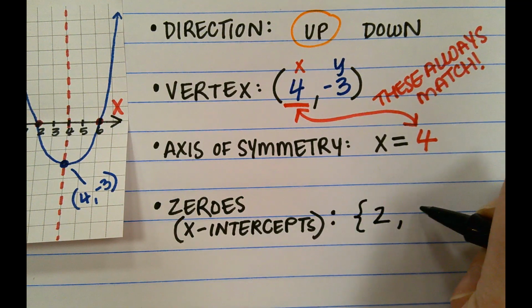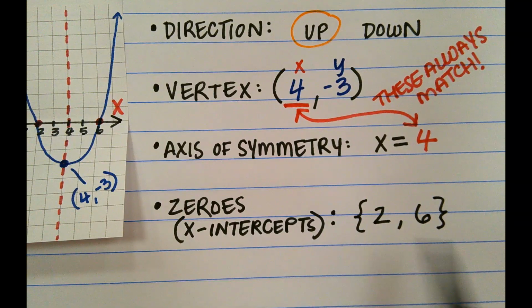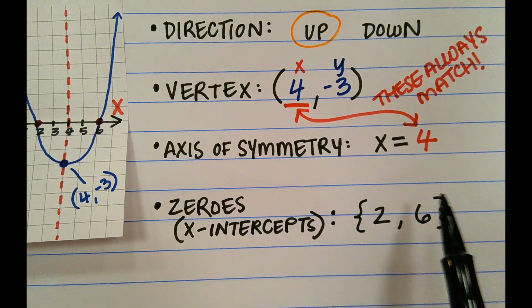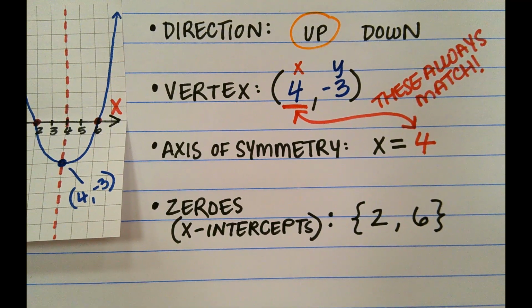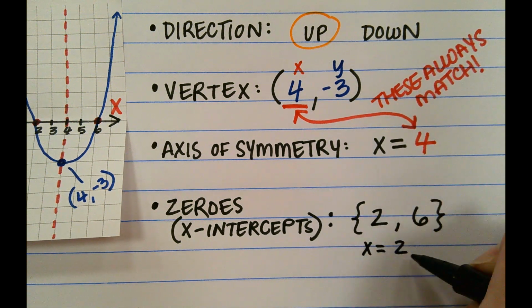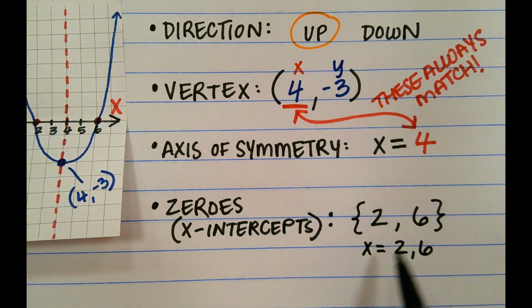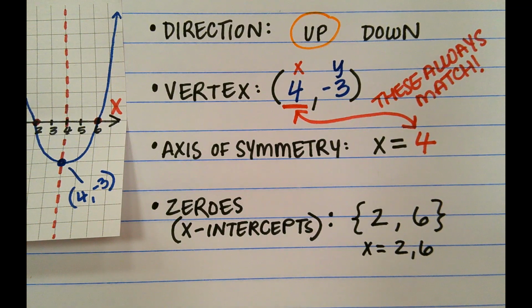2, 6. Now, this is not a coordinate. If you put parentheses, that will not be correct. You can put brackets, or you can put x equals 2, 6. Either one I will take, but do not put it in parentheses.